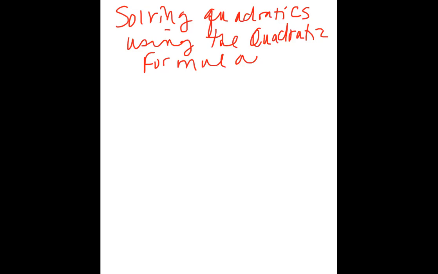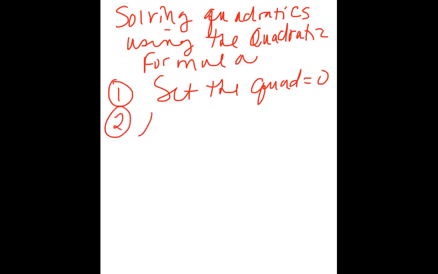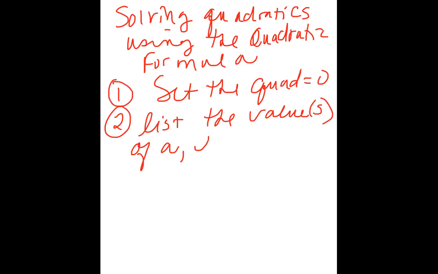So guys, first and foremost, number one, you have to set the quadratic equation equal to 0. Isolate the quadratic, get everything on one side. Number two, you gotta list the values of A, B, and C.